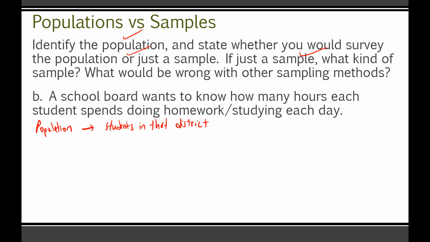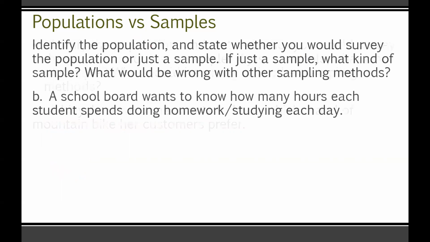Now, would we want to survey the population or just a sample? You could certainly try surveying the whole population here. Like a school board would have a list of everyone who's a student in the school board. So if you said population, that would work just fine. But you could also say a sample, because let's be realistic here. Maybe you don't want to ask literally every person in the whole district this kind of a question.